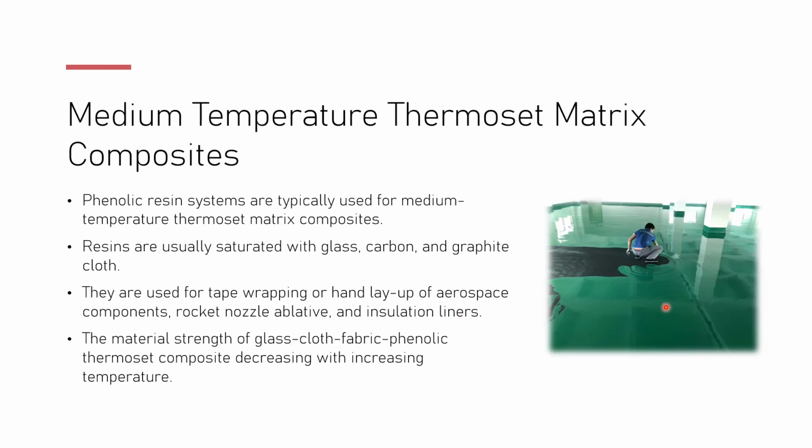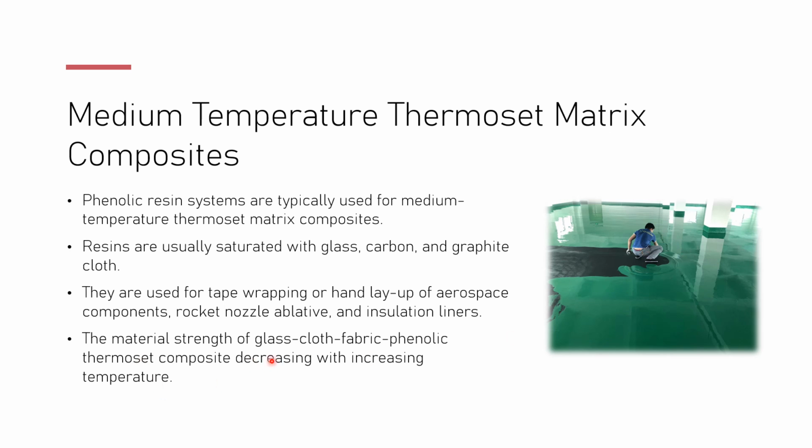Medium temperature thermoset matrix. So phenolic resin systems are typically used for medium temperature thermoset matrix composites. The resins are usually saturated with glass again, carbon, and graphite cloth. So they're used for tape wrapping or handling up aerospace components, okay, rocket nozzle, and the insulation liners. So here you can see making another floor, but this time we're using the medium temperature thermoset matrix composite to finish the floor. Okay, so here's doing the manual layout right now.